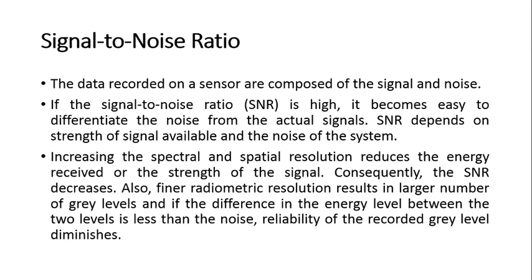In remote sensing, the energy recorded at the sensor depends on the spatial and spectral resolution of the sensor. But this is a trade-off. Signal to noise ratio has to be good in order to differentiate them. But once it becomes less, it decreases. And sometimes the energy level difference between two levels is less than the noise. It becomes hard to classify what is signal and what is noise.